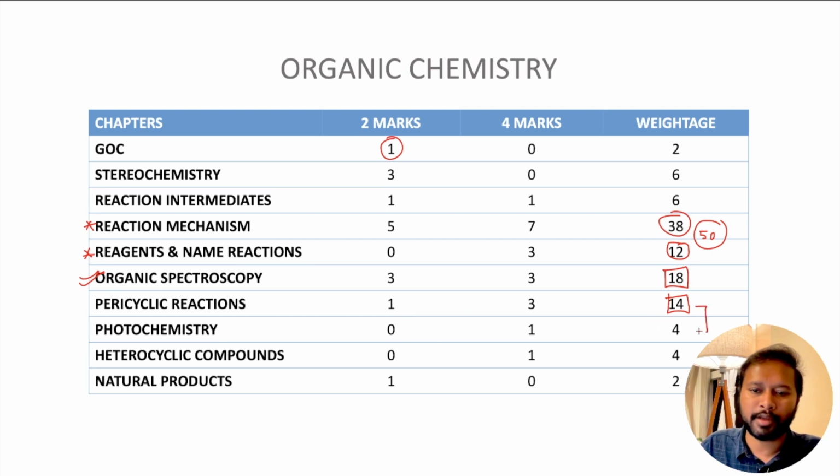But this time, if you combine both these topics, you got 18 marks from here. Heterocyclic compound, just 1 question of 4 marks. Natural products, 1 question of 2 marks. And stereochemistry, you got 3 questions of 2 marks, so total 6 marks.